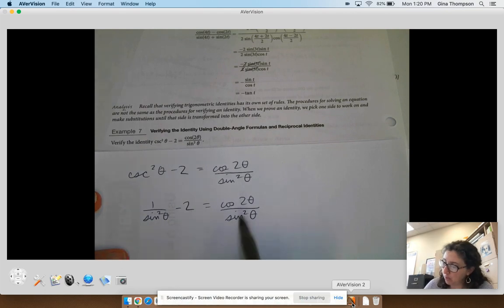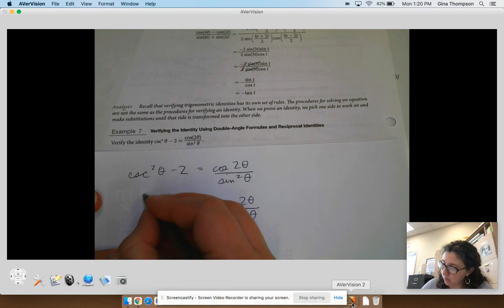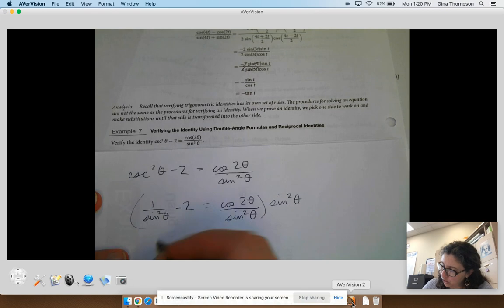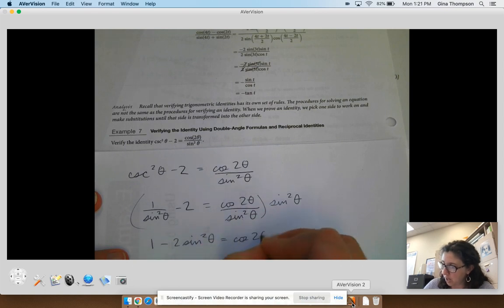All right, so now I'm going to multiply both sides by sine squared. I'm going to multiply everything by sine squared. So this term is just going to become 1. And here I get 1 minus 2 times sine squared theta equals cosine of 2 theta.